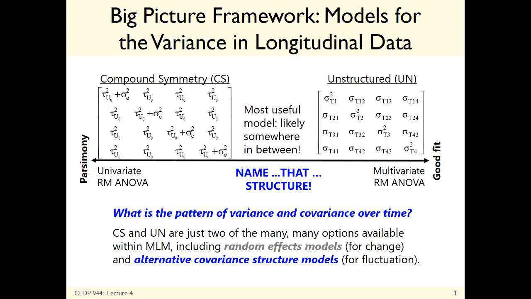On the plus side, though, this picture shows what a compound symmetry pattern would look like for 4 occasions. How many parameters make up this pattern? Unique symbols in the compound symmetry matrix. How many are there?